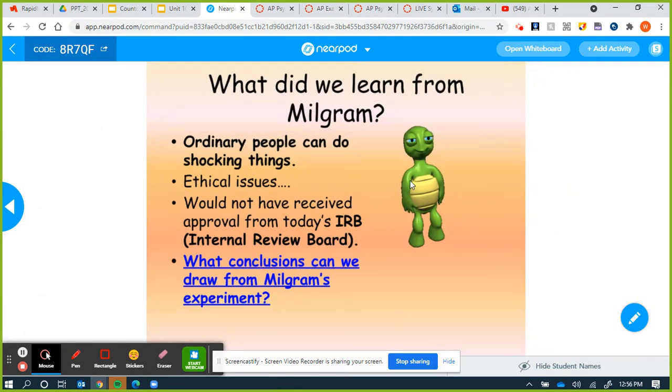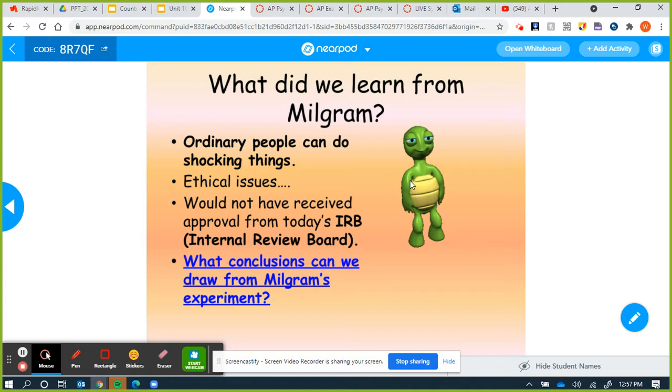All right, so with Milgram, ordinary people can do shocking things. If you're interested in this, there is a movie called Experimenter with Peter Sarsgaard. It's pretty good.